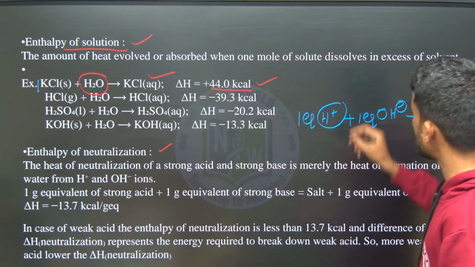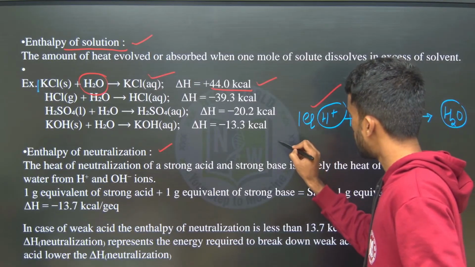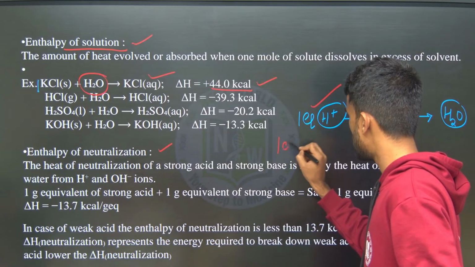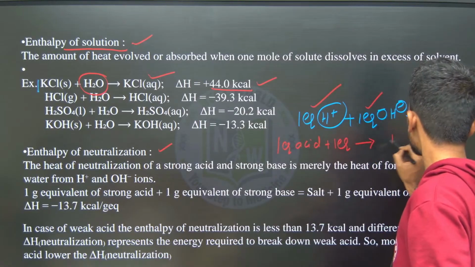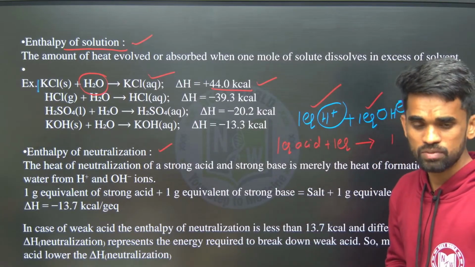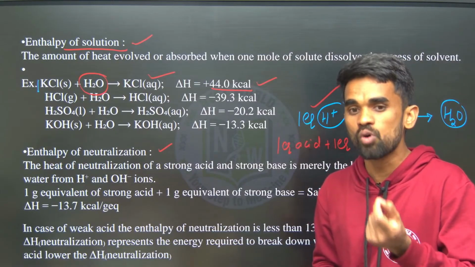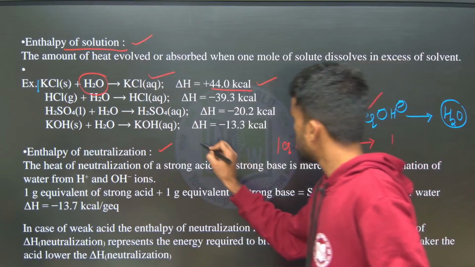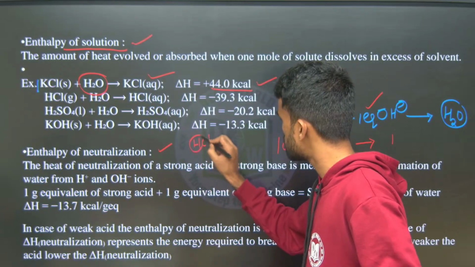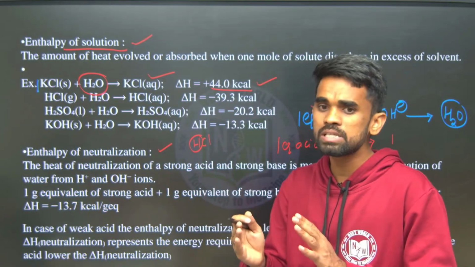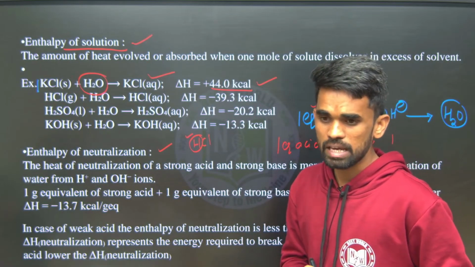So what I have mentioned here is one equivalent. Whenever you take one equivalent of acid plus one equivalent of base, that gives one equivalent of water. This is neutralization. Now why am I using equivalent instead of mole here? If I use HCl, what is its n-factor? It means how many H+ ions come from this HCl? 1. So moles and equivalents are equal in the case of a monobasic acid, with only one H+.